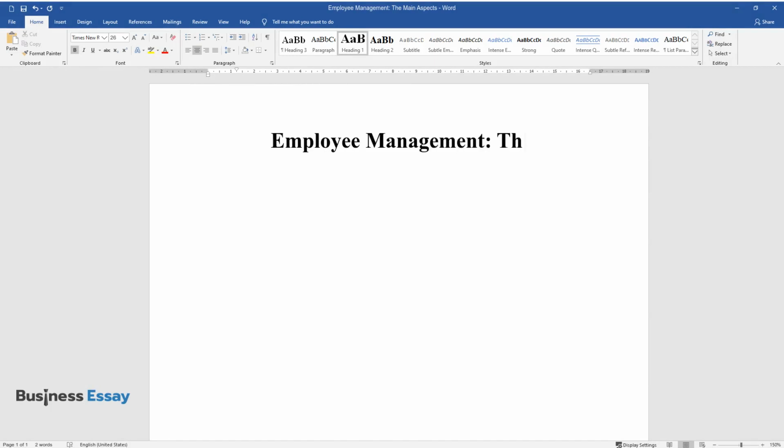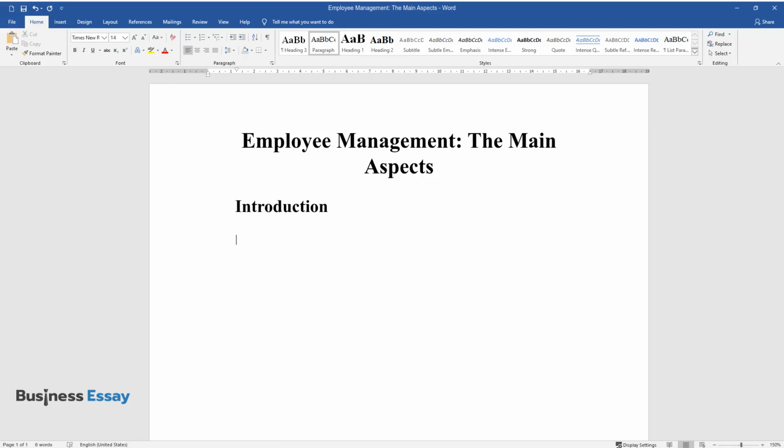Employee management, the main aspects. Introduction. Managing employees is important in every organization since it monitors productivity via the utilization of resources.